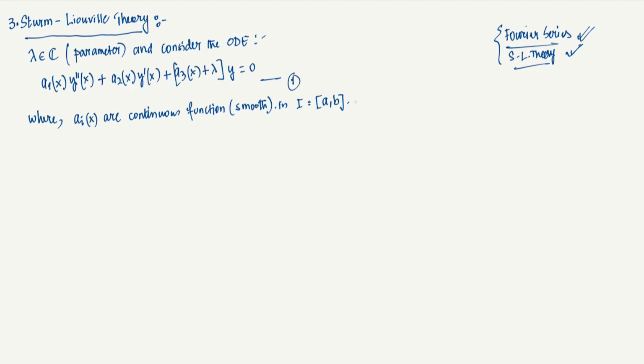These are the a_i's, and you see this notation which I am using, y double prime, y prime. I think you know this notation. y^(n) of x is basically the nth derivative of the function y. So essentially y double prime is the second derivative, y prime is the first derivative. And this is the special type of ODE which we are going to talk about.